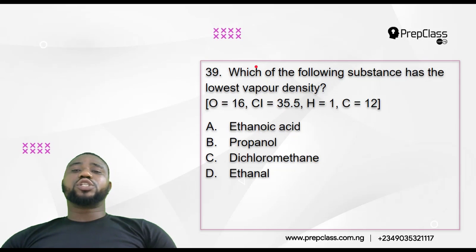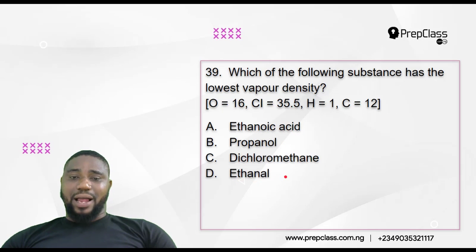39. Which of the following substances has the lowest vapor density? They've given us these: is it ethanoic acid? Is it propanol? Is it dichloromethane? Is it ethanol? Which one has the lowest vapor density?